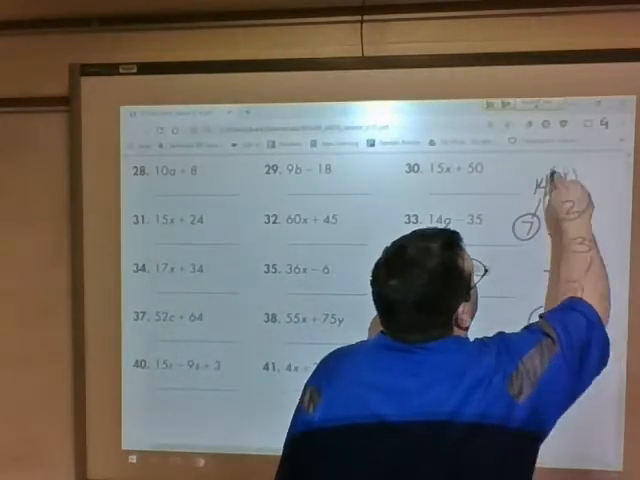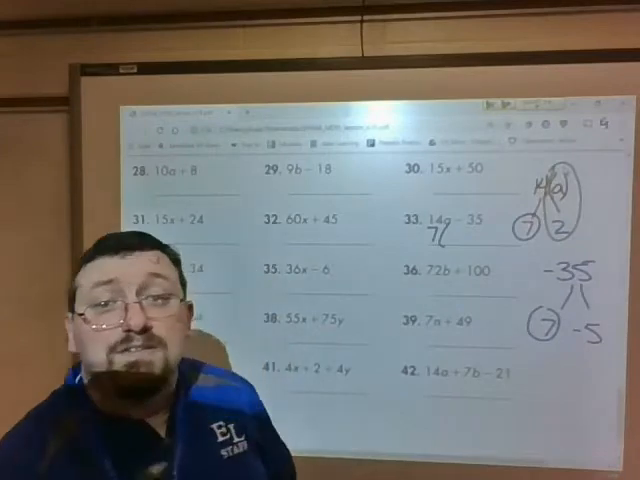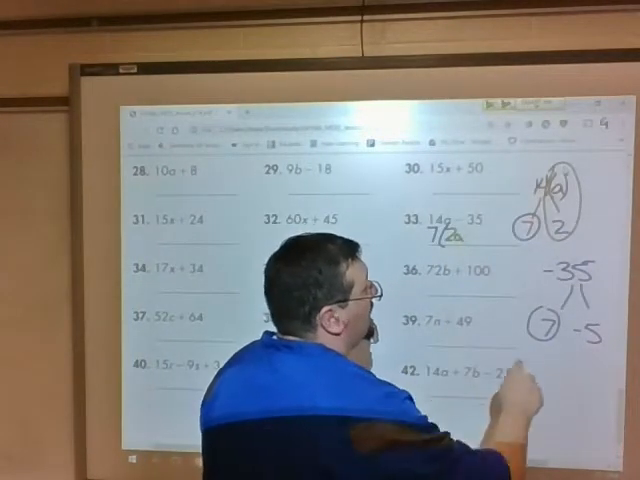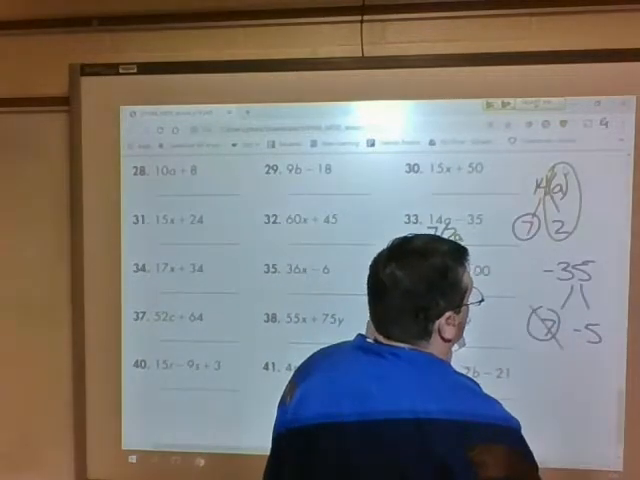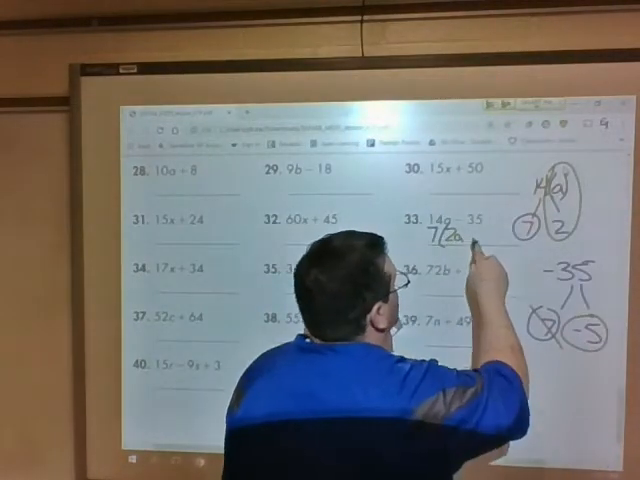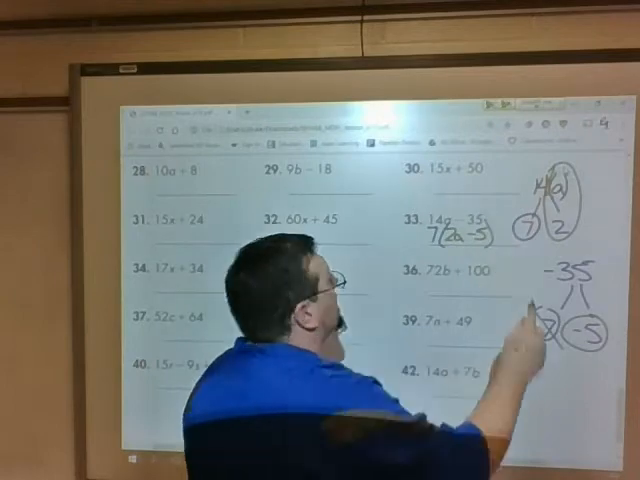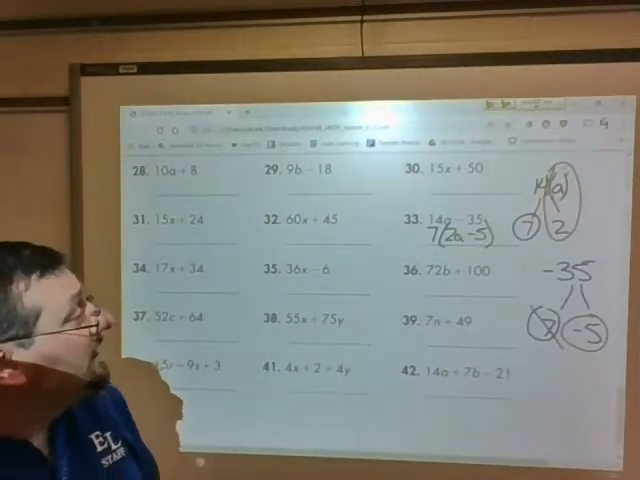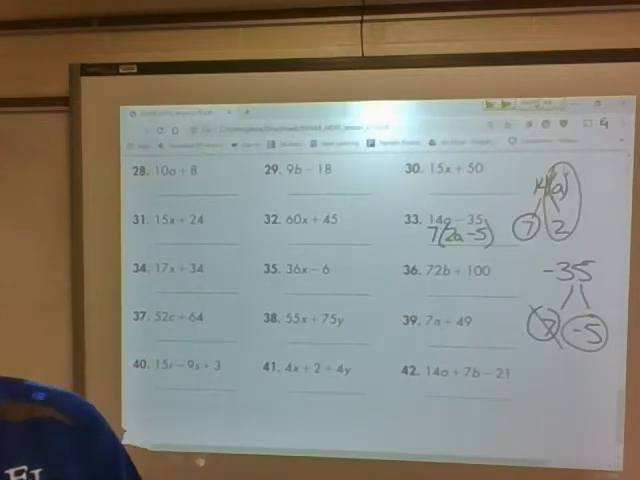Let's talk about what I have left inside the parentheses. In my 14a, I still have a 2 and a. 2 times a is 2a. Down here, my 35, I got rid of the 7. What do I have left? Just my minus 5. So when I factor out 14a minus 35, I'm left with 7 times 2a minus 5.